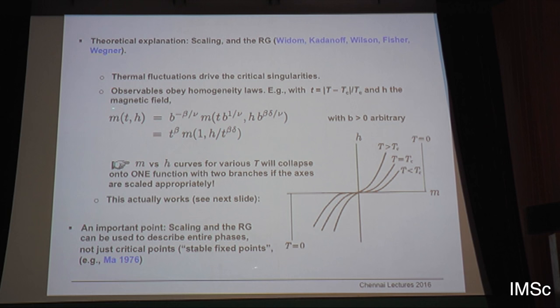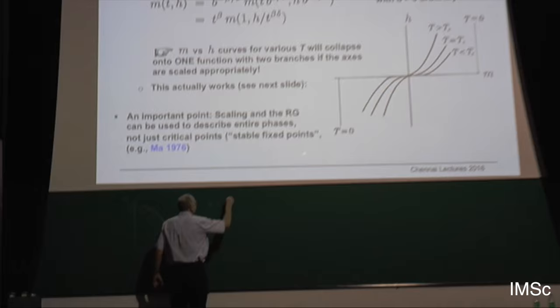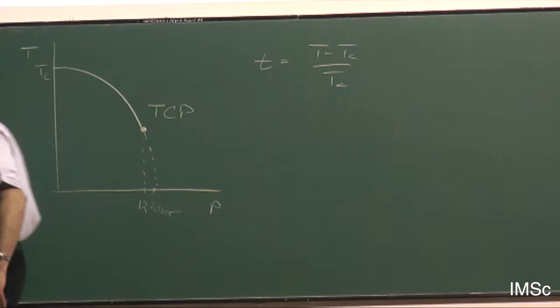Let's say we look at the magnetization as a function of distance from criticality in temperature space and magnetic field. So little t here is, let's say, the dimensionless distance from the Curie temperature.